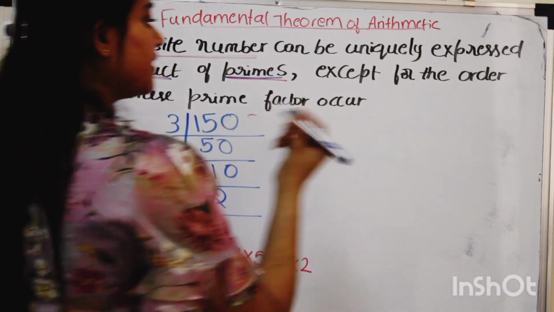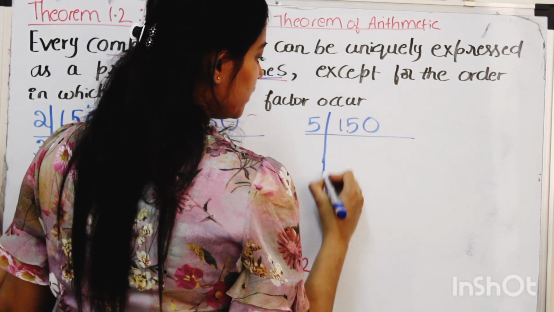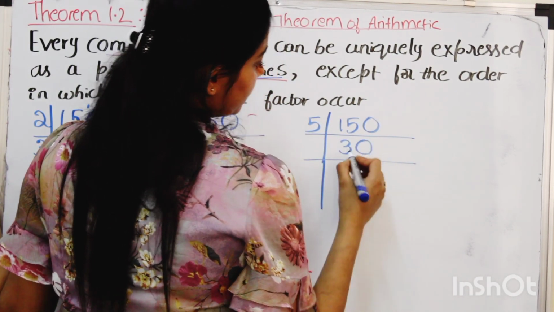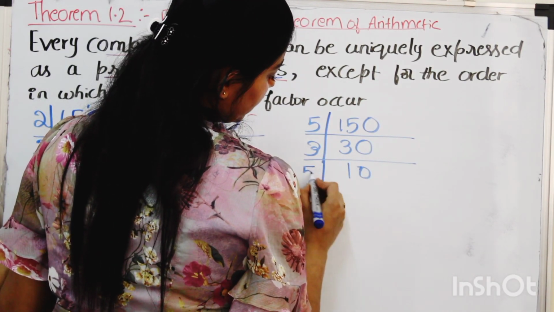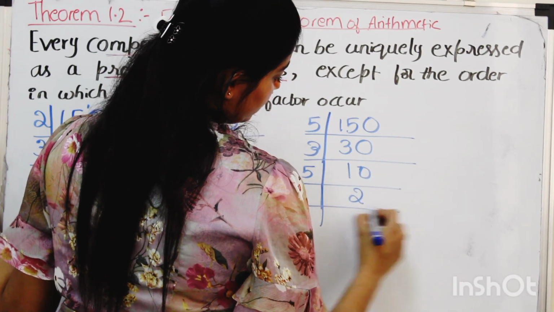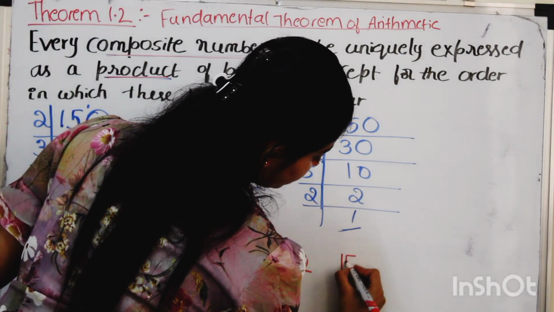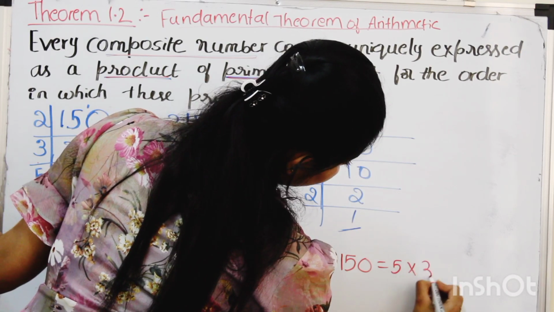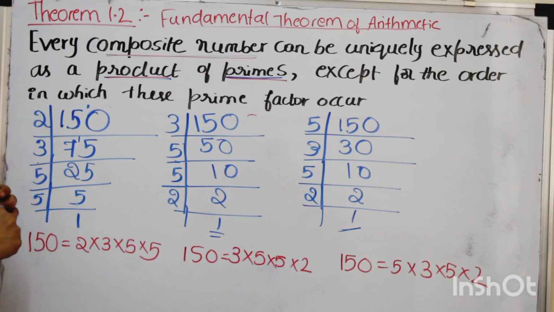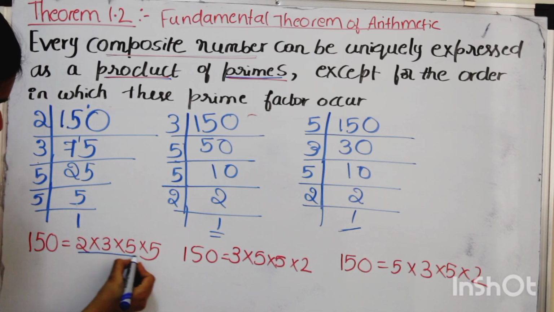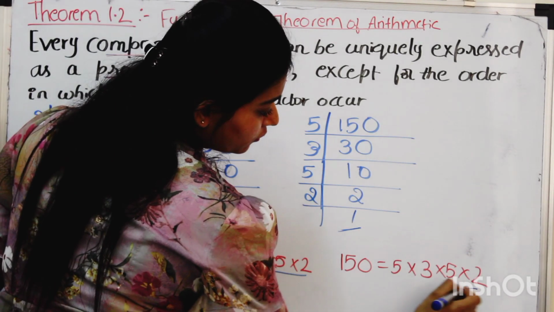Now again, you can divide 150 starting from 5. So you get 5 30s are 150, that is again you can take 3 10s are 30, and you can take 5 2s are 10, then 2 1s are 2. So here you can write again 150 is equal to 5 into 3 into 5 into 2. So 150 can be written as 2 into 3 into 5 into 5, 3 into 5 into 5 into 2, 5 into 3 into 5 into 2.